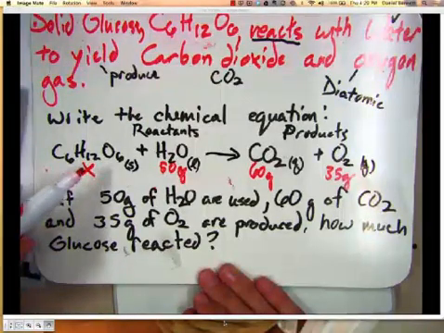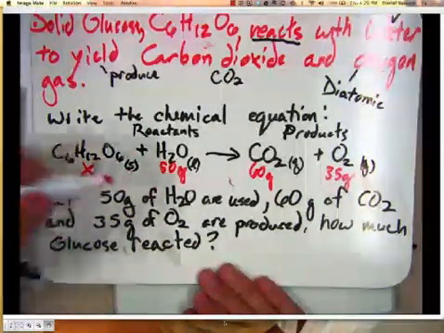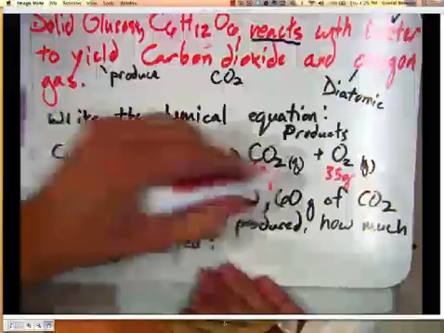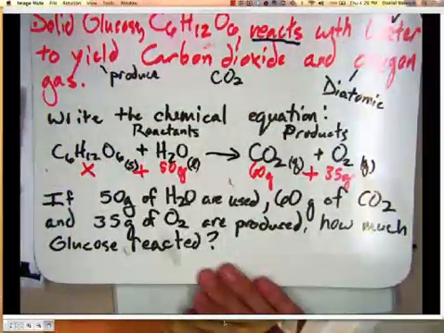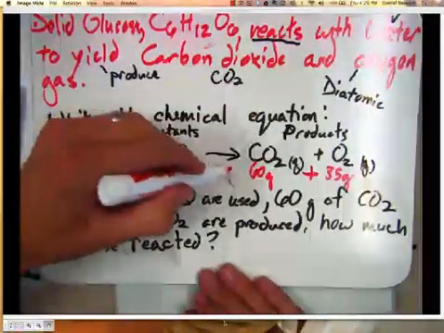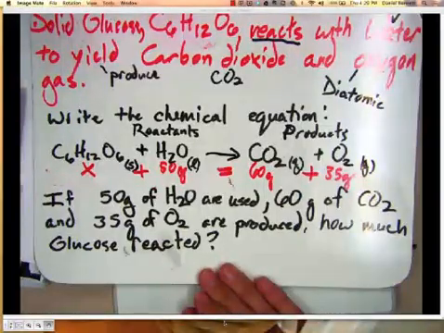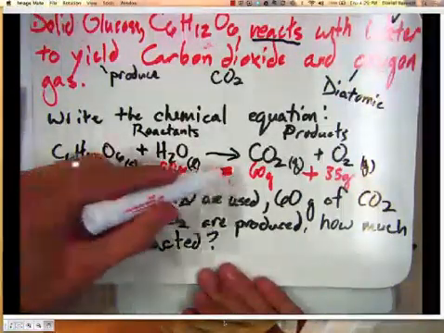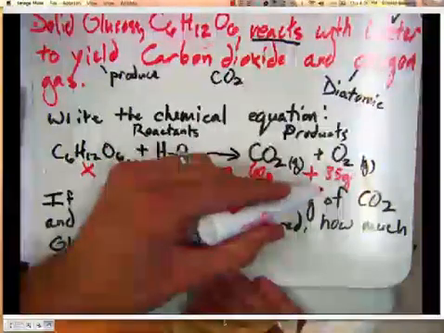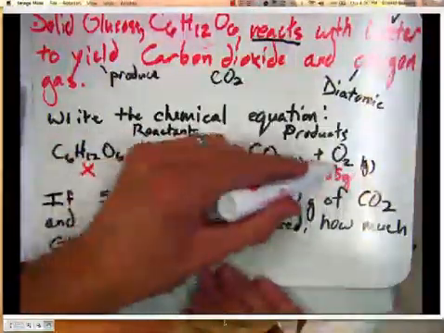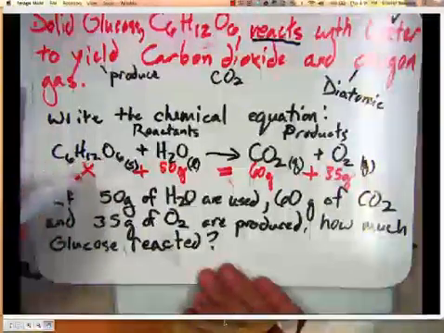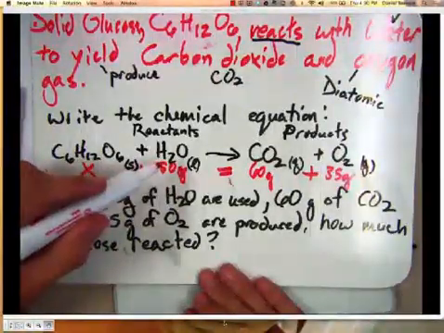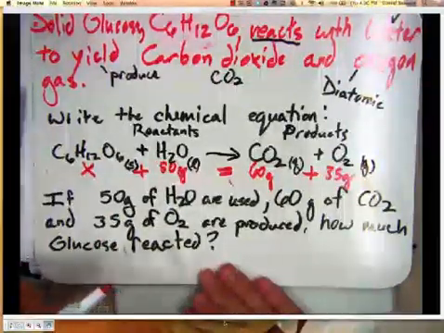The last thing I do is I go up here, and anywhere there's a plus, I'm going to bring it down. So a plus and a plus. And then where the arrow is, I'm going to put an equal sign here. What I've done now is I've created an algebra problem. X plus 50 grams equals 60 grams plus 35 grams. We know that everything on this side must equal everything added up on this side. So all I do at this point is I solve for it.